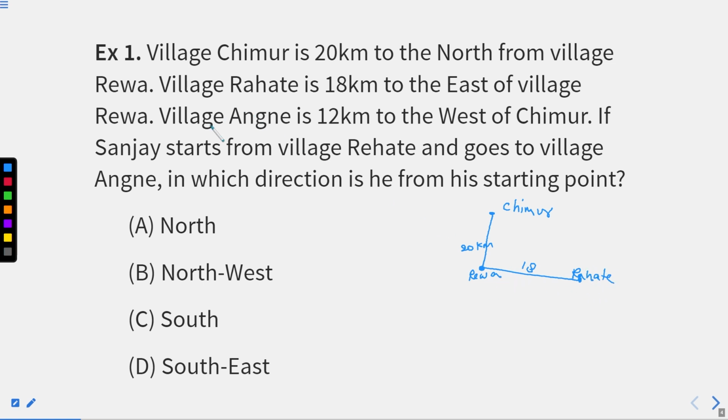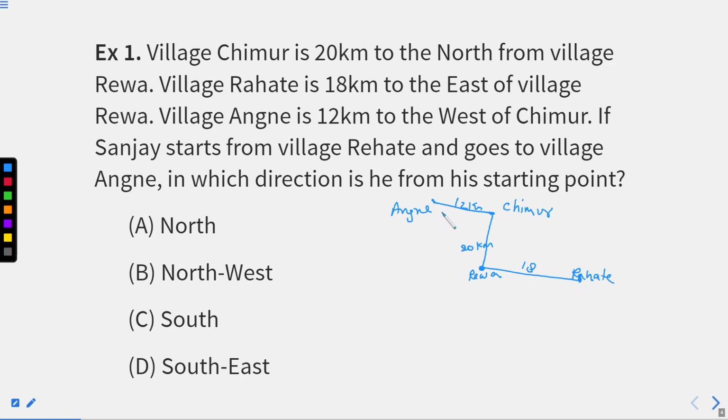Now read the next line, that is village Angani is 12 kilometers to the west of Chimur. So this is Reva, this is Chimur, and if we move west from Chimur, we move in that direction, and at that distance of 12 kilometers, we have village Angani, right? If Sanjay starts from village Rahate here and goes to village Angani, right?